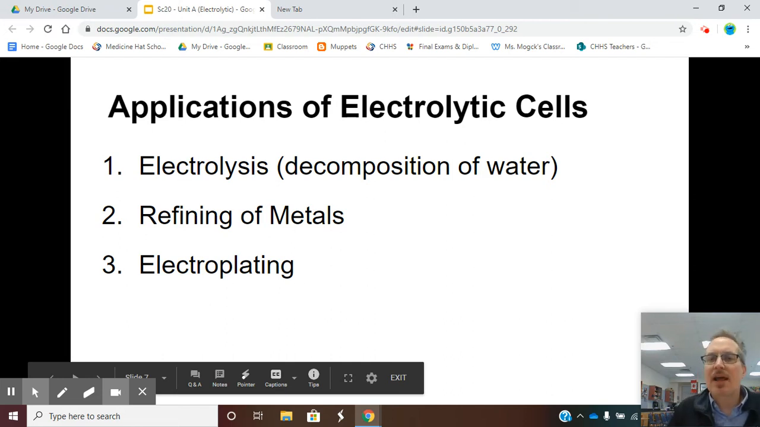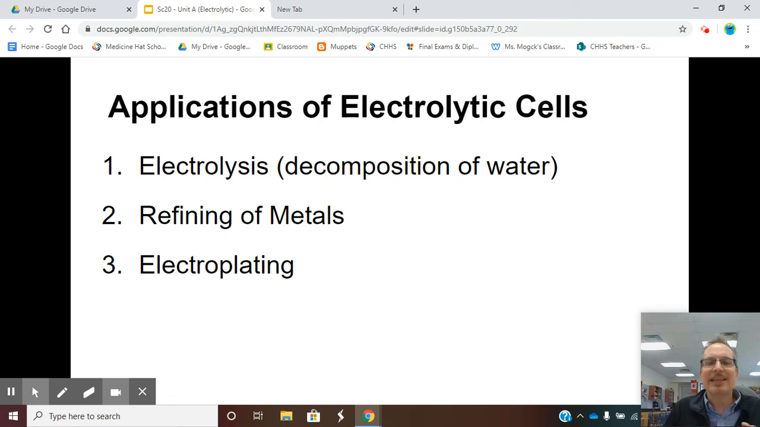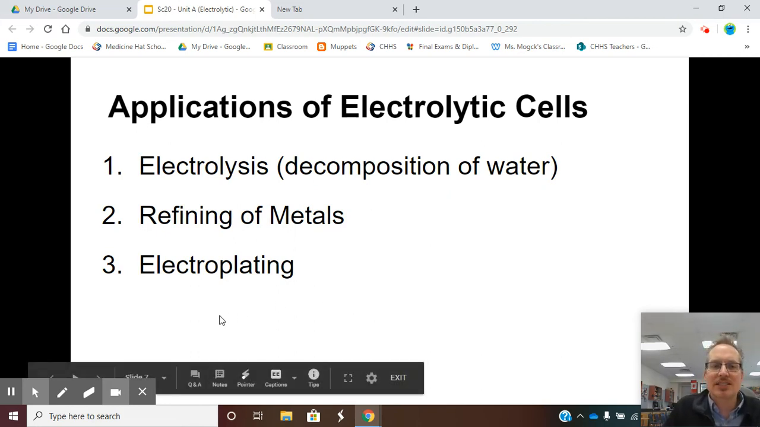So I want to look at 3 reasons why we use electrolytic cells. It's easy to justify why we use a voltaic cell. Voltaic cells are batteries. We need batteries. But why do we use electrolytic cells? Why do we use batteries to get a chemical reaction to take place? Well, there's lots of reasons, but we're going to look at the first 3.